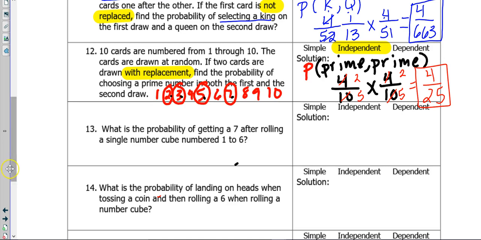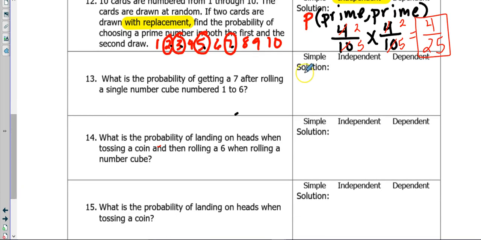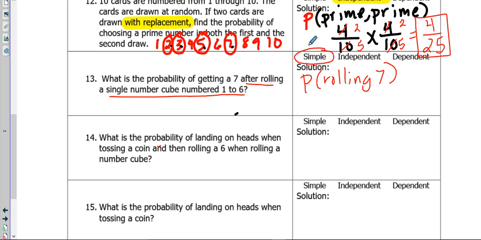All right. Number 13, what is the probability of getting a 7? So rolling 7. It's just one event. Okay, it's just one event. But it's after rolling a single number cube, number 1 to 6. So we'll assume we've already rolled it, but we're just trying to find the probability of getting a 7 one time. So this is going to be simple. And hopefully you guys figured this out. There are no 7s on a number cube numbered 1 to 6. So our probability is going to be 0/6, or just 0.